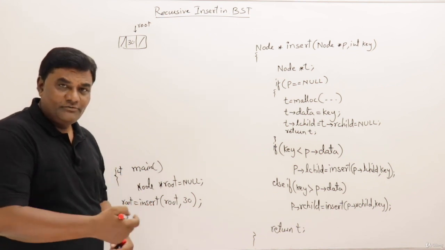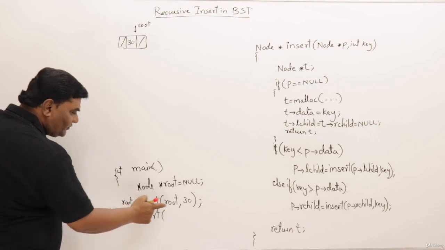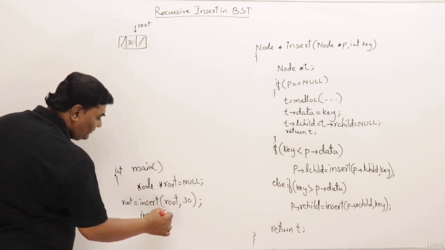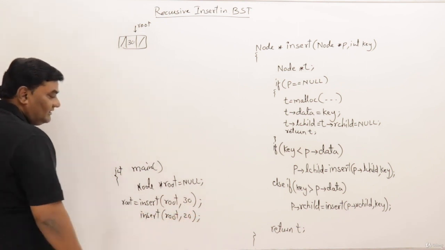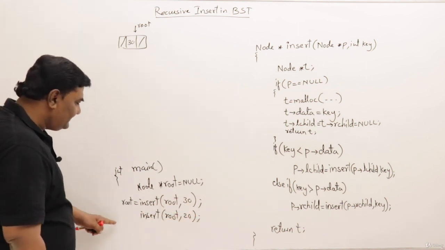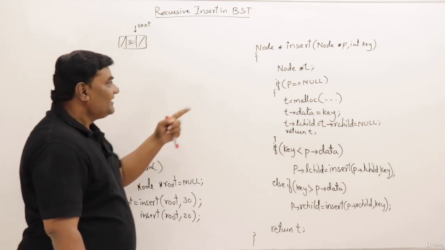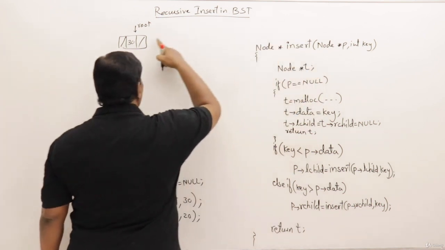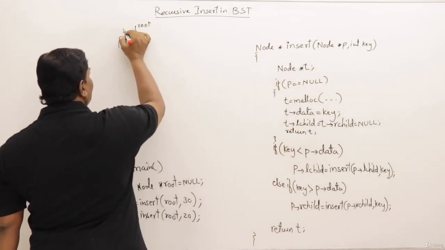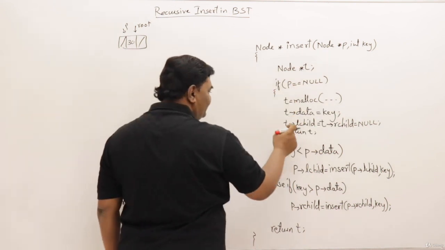Now let us insert a few more keys. I will say insert, I will pass root now. Root is pointing to that node, and the value is 20. I don't have to assign it to anything now, as I already have root pointing to the first node. Let us see. P is upon root. Yes. Then, is P null? No. So it will not enter into this block.